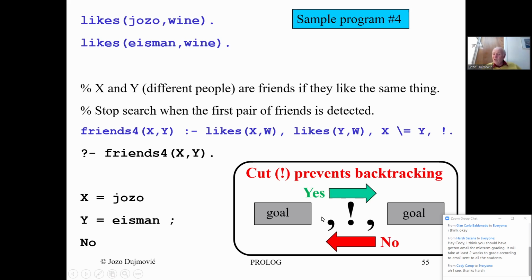So you satisfy this goal. Cut is always satisfied. You can go in this direction, but you cannot go back. So after this goal, you can satisfy this goal, but you cannot go back. So when you satisfy this with Yozo-Eisman, you are here after this cut. When you try to go back, this is not permitted. And there are no other solutions, and PROLOG will say, no, I don't have any other solution to offer.